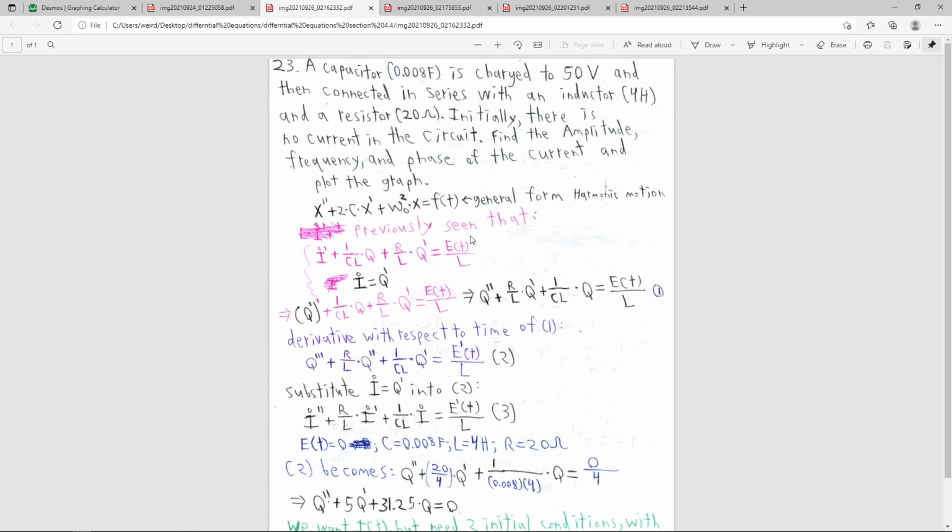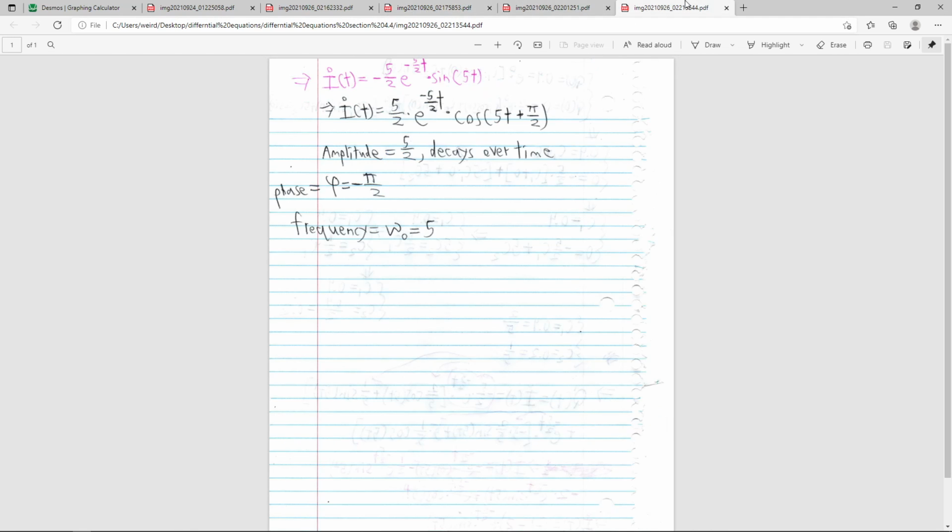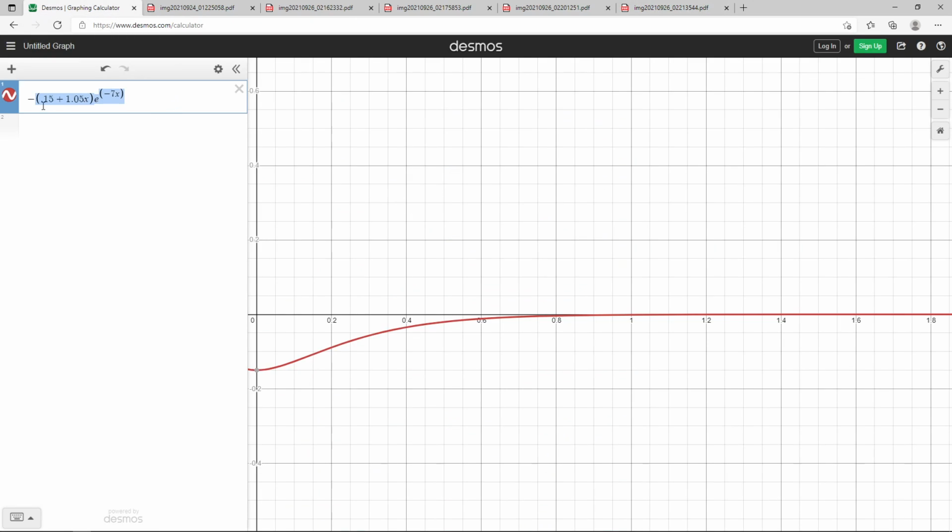Now, the omega value you could see early on. I guess you couldn't here. Well, you kind of could. Yeah, we graphed this one, 5 halves. Negative 5 divided by 2.